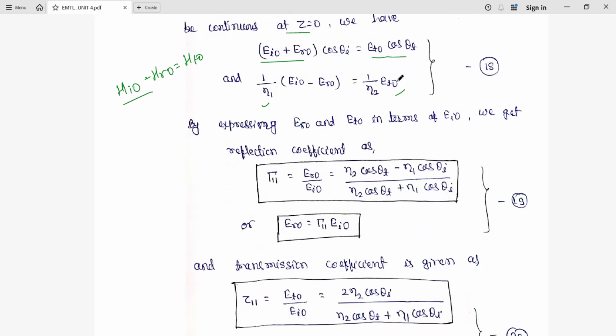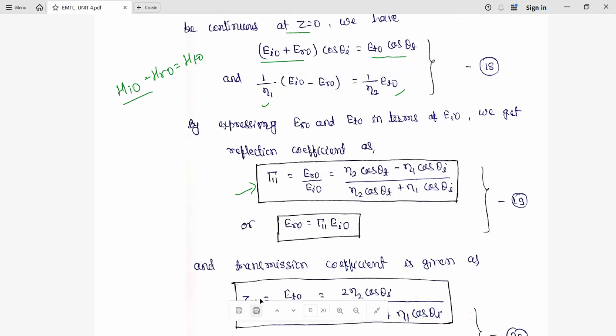Here you have to solve equation 18 the same way we solve a linear equation of two variables. By multiplying by some coefficient, we make the coefficients equal. Then by addition or subtraction, we eliminate one term. So finally, this is the reflection coefficient.